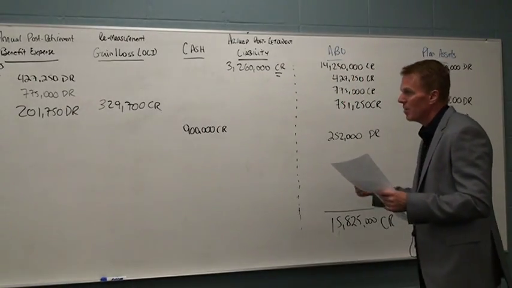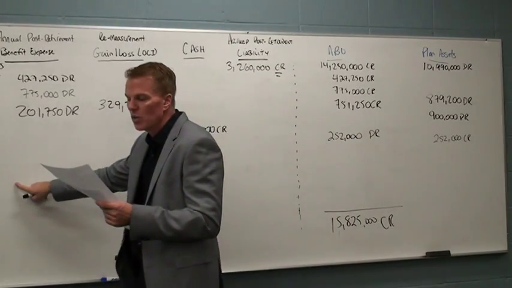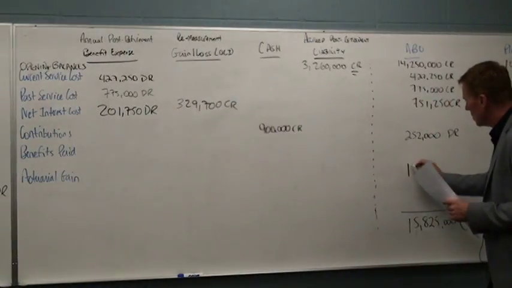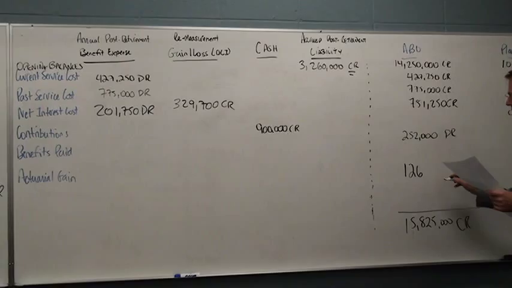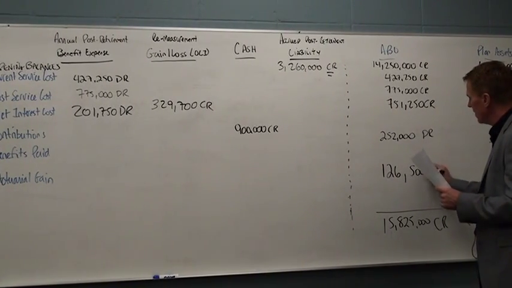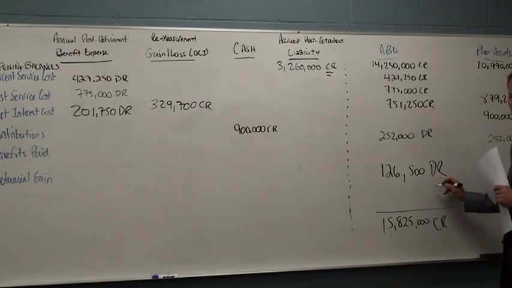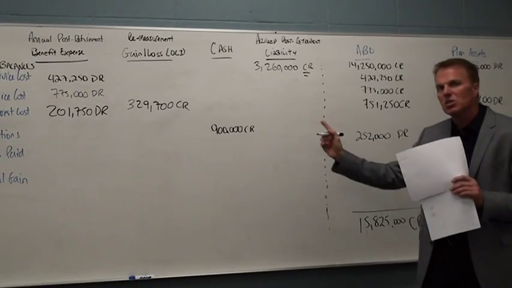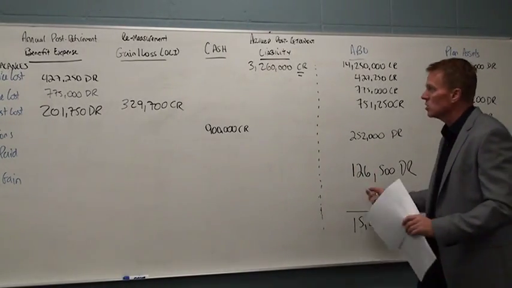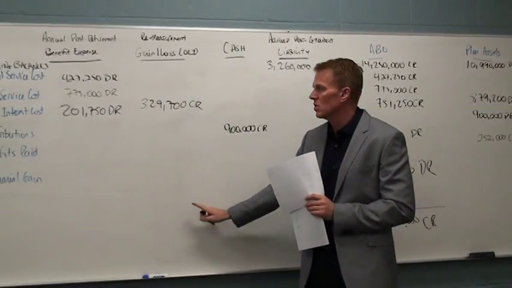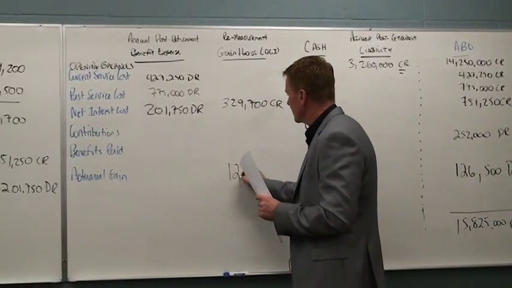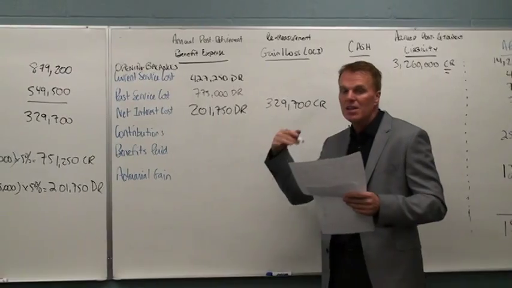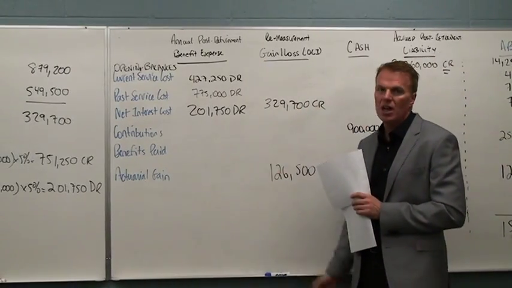So what we do is we make one more adjustment here called an actuarial gain. Sometimes it's losses, but in this question, it's a gain. And to make this work, we need to put $126,500 in here as a debit. Now, again, I'll repeat it again. Debits must equal credits. So this is a gain. So where do we put remeasurement gains and losses? Right here. $126,500 as a credit. And there you have it. That is the completion of your worksheet.